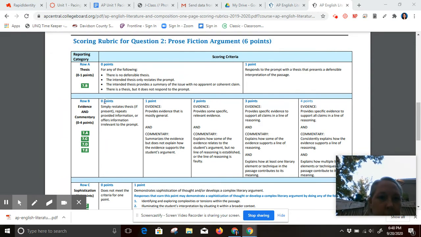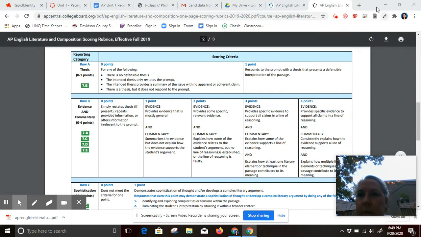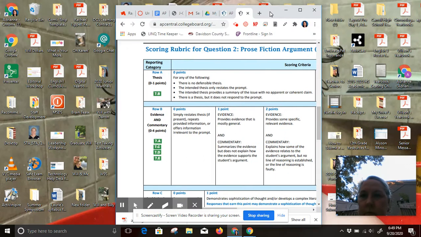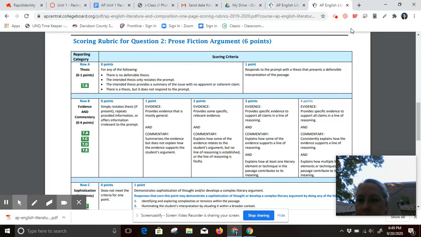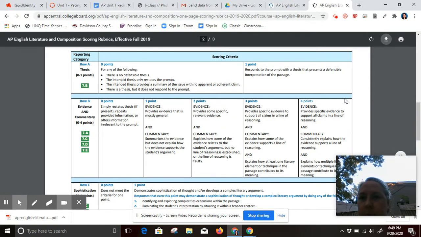All right. For the body, this is called evidence and commentary, and it's worth 0 to 4 points. So let's look at 4 points, although my head's blocking it. So let me see if I can scoot it over a little bit. That's not ideal. Maybe I can move my head. Okay, now I'm wasting time.